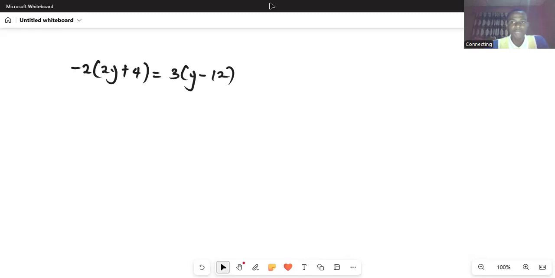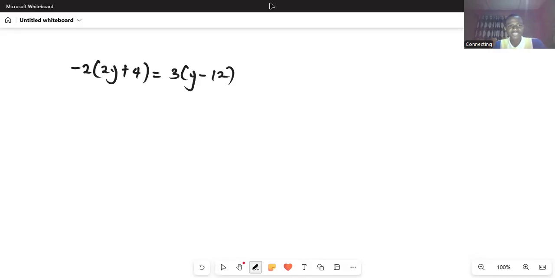Now, when you are expanding, the basic concept around expansion is to use the value outside of the bracket to multiply every single thing inside of the bracket. Now, the mistake students make is when it comes to symbols. That's the mistake they make. Now, let's solve this question together.